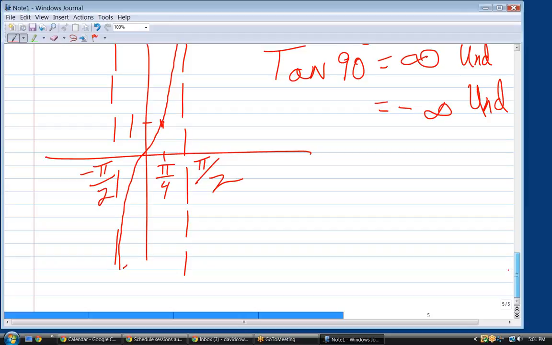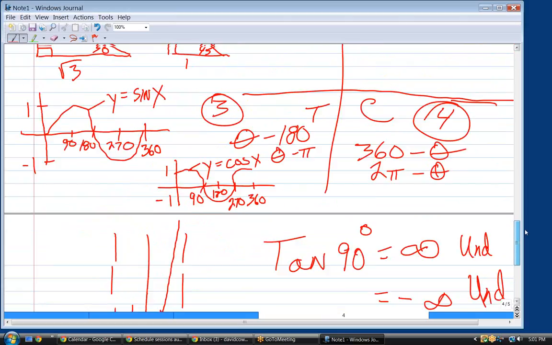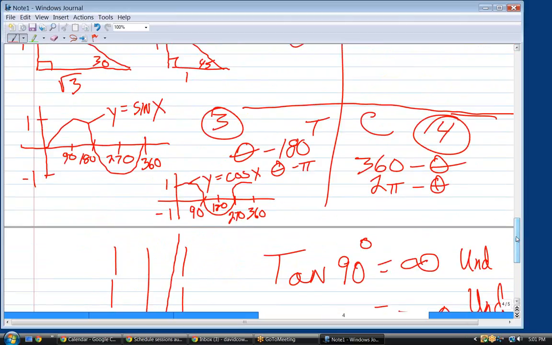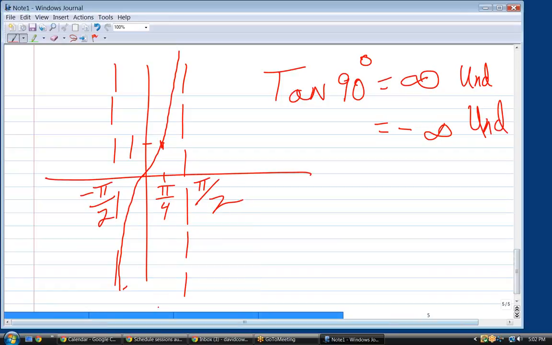For some reason, on most tangent curves, they don't label this point right here, even though I've always thought they should. As opposed to the sine and the cosine, notice that you can't have the sine of an angle be 1.5. No such beast. The only range for sine and cosine is -1 to 1, whereas notice the range on the tangent is -infinity to +infinity.